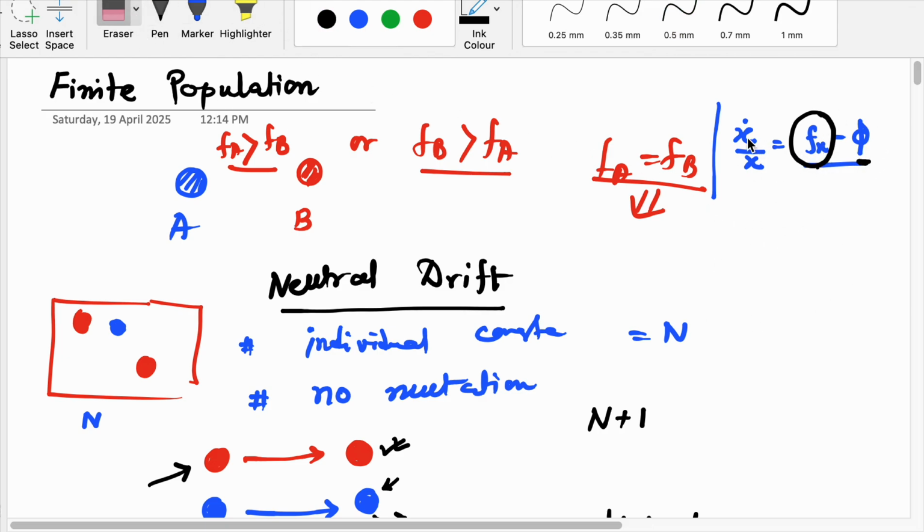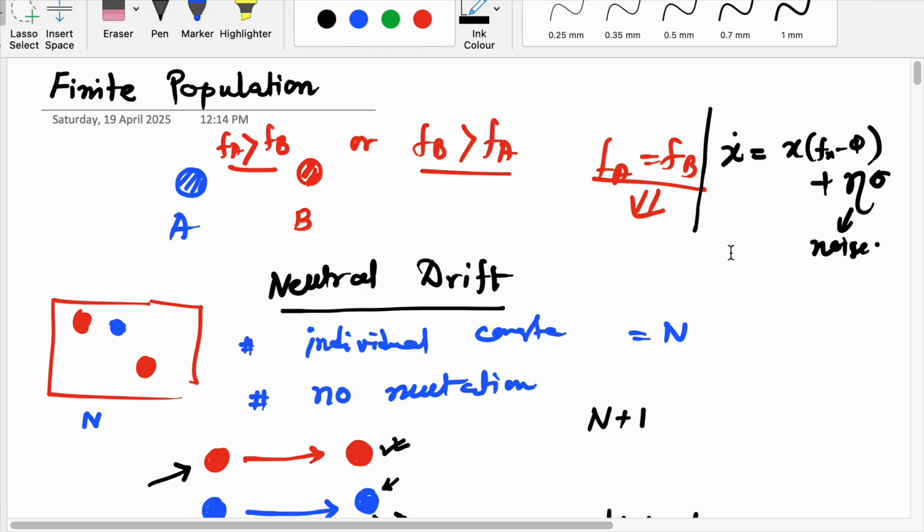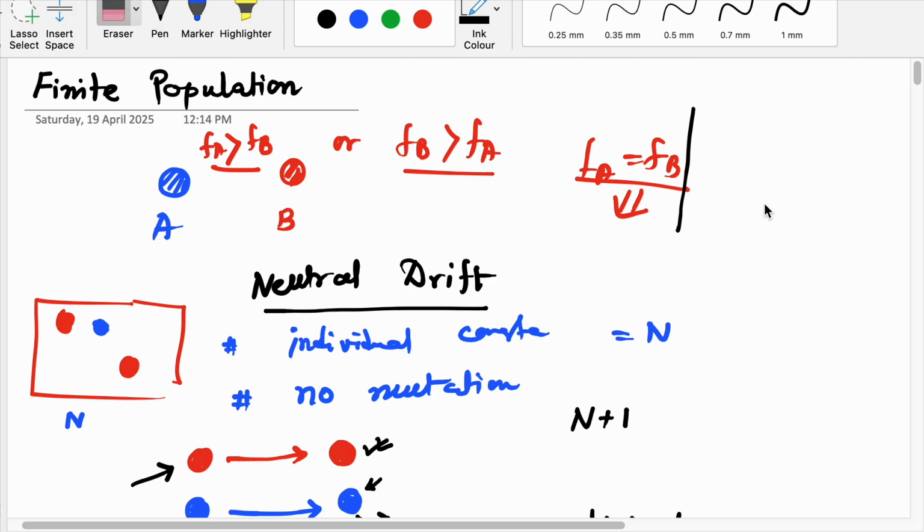Now, to write this equation, we assume one assumption: that the population itself is infinitely large. There is a large number of individuals reproducing, and that's why we can write this kind of equation. But in principle, if the population is finite, then in place of this equation we should write this kind of equation. This will be x dot equals x times f_x minus phi, plus some noise term with some strength of the noise, sigma. We don't want to go there, but you should know that in a finite population that deterministic equation does not work.